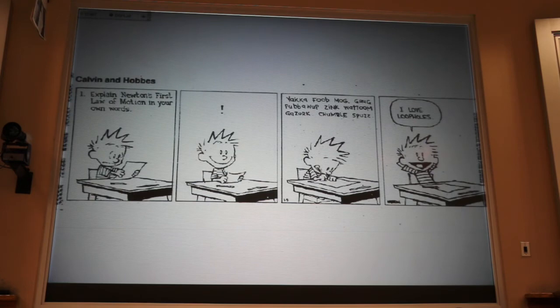Speaking of justifying your work, explain Newton's first law in your own words. Yakamagog, grog, zik. I love loopholes. I didn't say it was funny, it just applies.